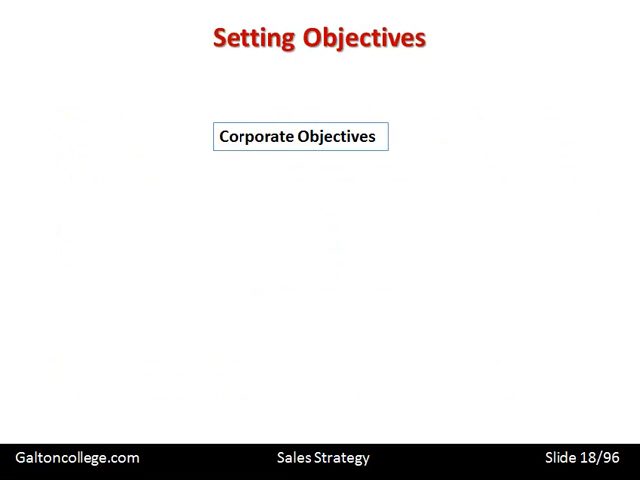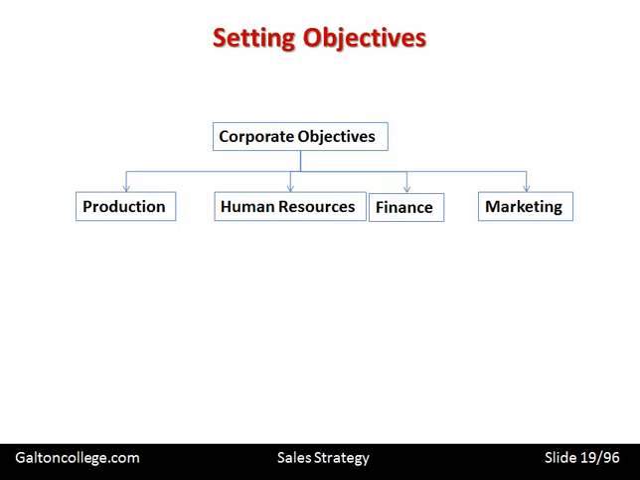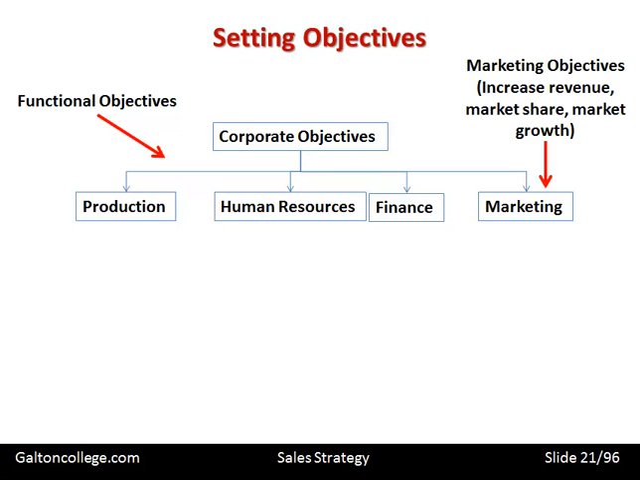So setting the objectives, well, we have corporate objectives, and then we've got the various functional departments. I've just listed 4 here, there might be many more, depends. But we have the various functional areas, and these functional areas are contributing towards the corporate objective. Marketing objectives, for example, could be to increase revenue, or to increase market share, or to increase market growth. So it's contributing in trying to achieve this objective, it's contributing towards the corporate objective.